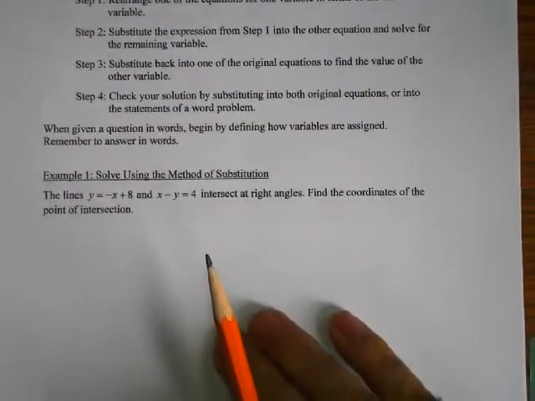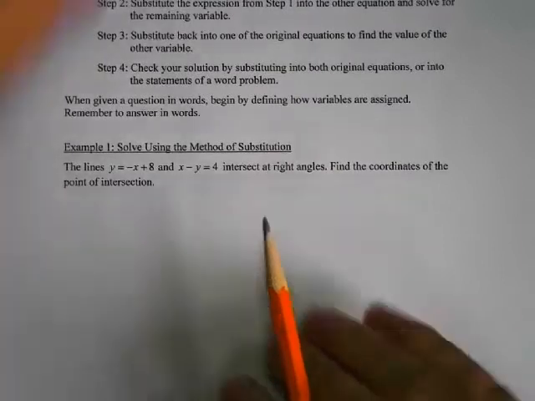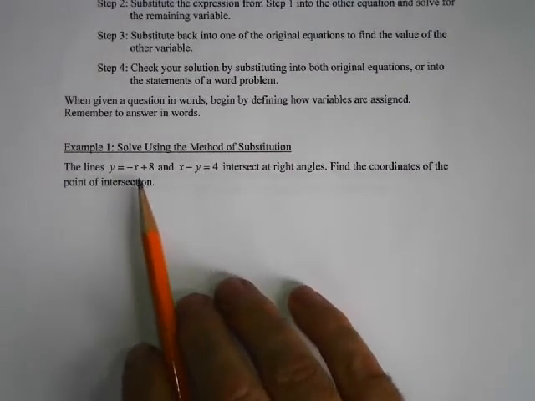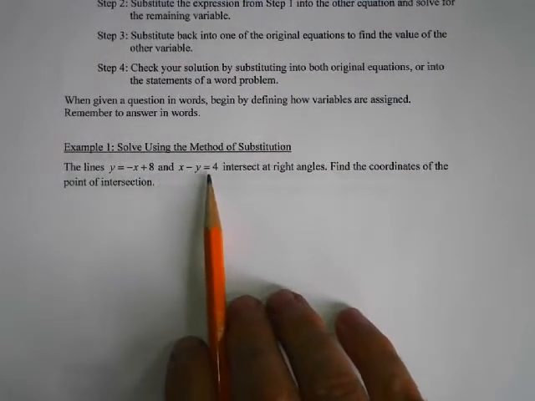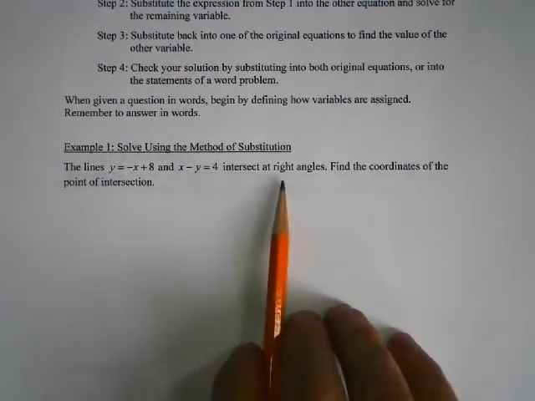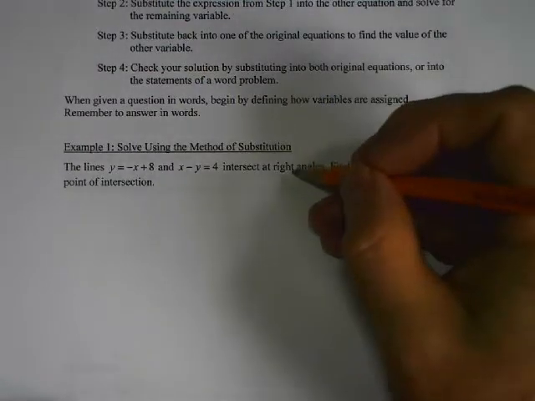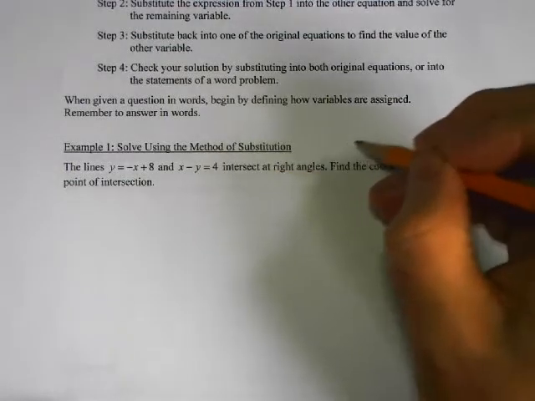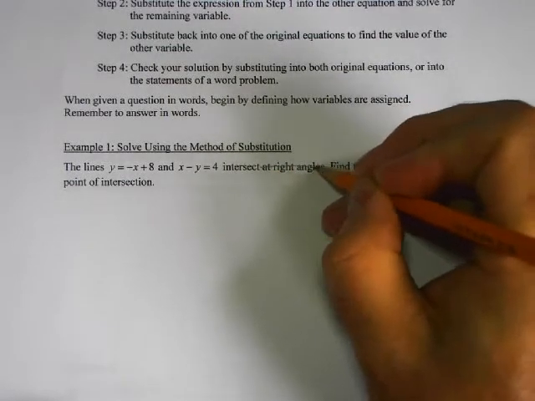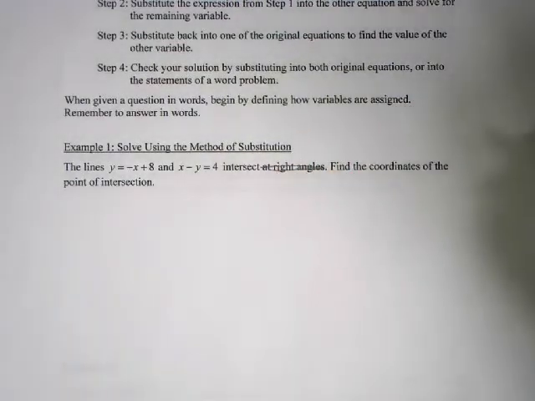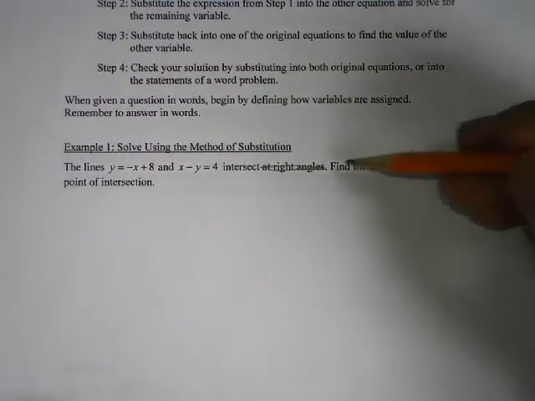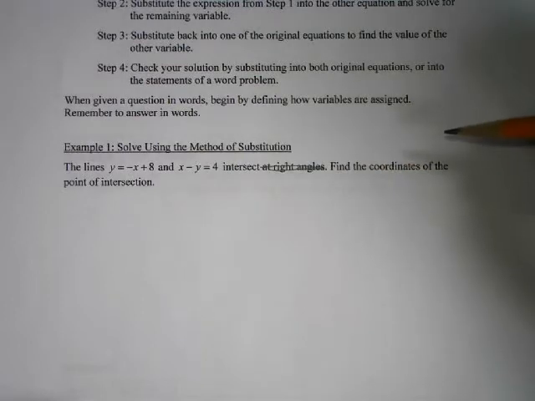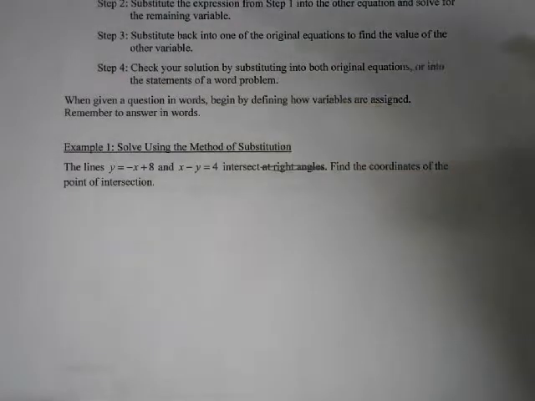Okay, so let's go right to the first example here. It says the lines y equals negative x plus 8 and x minus y equals 4 intersect at right angles. Now, this is totally unimportant here. The fact that they intersect at a right angle is not even going to be used here, so it didn't have to be part of that. They actually do intersect at a right angle, but that's not going to be actually used. Find the coordinates of the point of intersection.